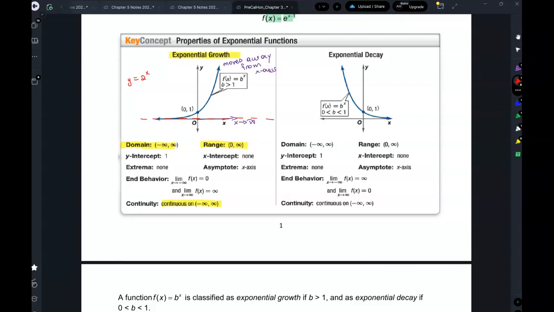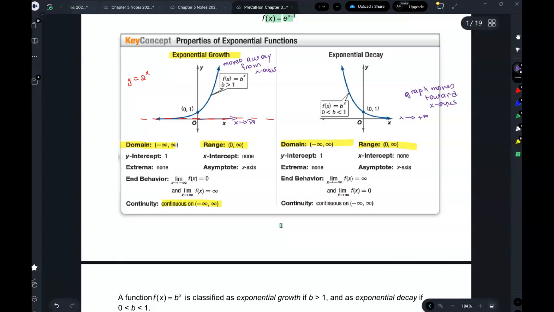Now, if I have exponential decay, as x approaches positive infinity, the graph moves toward the asymptote or the x-axis, okay? In this case, I'm just going with the default, the parent function, it'll move toward the x-axis. Okay, the domain again is all real numbers. Same idea with the range and so on, okay? Now, that's how you can tell from a graph if something is exponential growth or exponential decay.